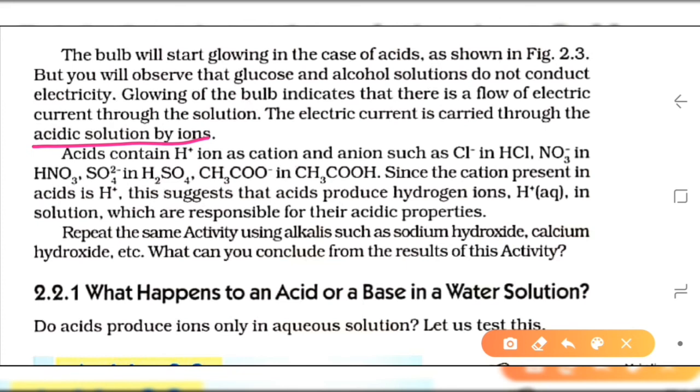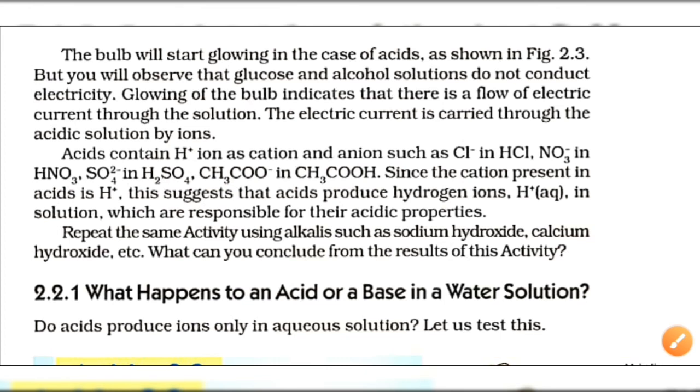Now why from acid only? So here the answer is acid contains H+ ions, which are cations, and anions such as Cl- in HCl, NO3- in HNO3, SO4 2- in H2SO4, then CH3COO- in CH3COOH. So in this way some cations and anions are present.